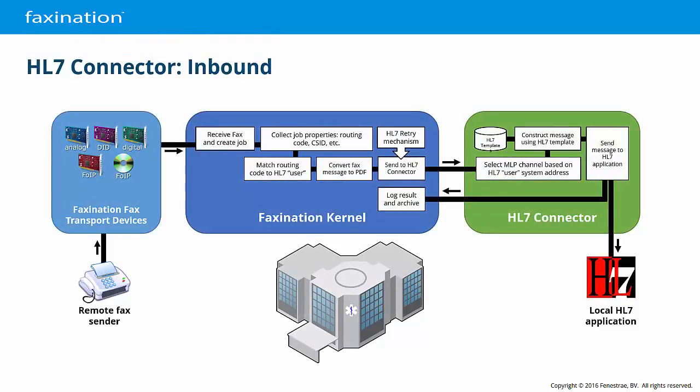HL7 Workflow Inbound. An inbound fax is received by the transport layer and passed to the Faxination kernel along with routing and transmission information. The Faxination kernel matches the routing information to an HL7 user entity, converts the fax to PDF, and passes the message to the HL7 connector for delivery. A retry mechanism exists to deal with temporary network interruptions. The HL7 connector matches an MLP channel to the Faxination user's system address. It constructs the message using the HL7 template, and then passes the message to the HL7 application. The success or failure of the inbound message delivery is then logged by the Faxination kernel.